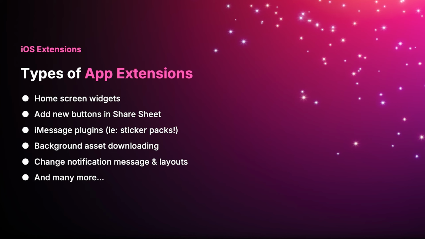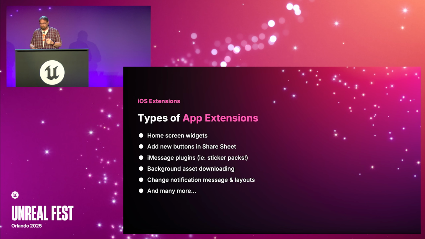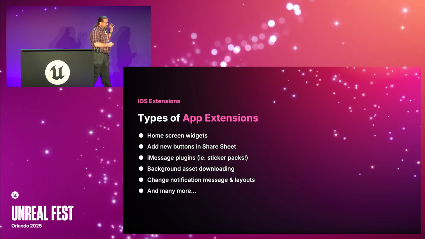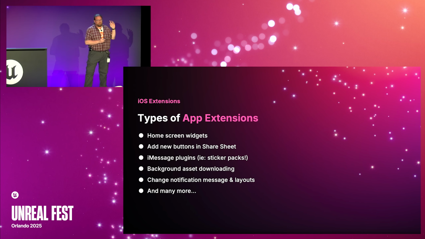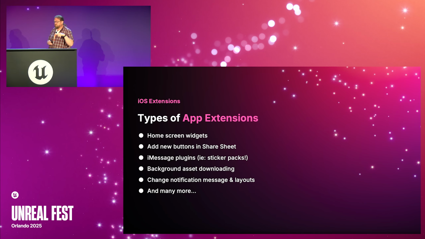Another important one is background asset downloading. If you're using the Epic Store, you don't have access to ODR, on-demand resources, so you have to download with a separate plugin to do that. And as I said, notification: you can download an image and show the notification. You can change the entire layout of the notification. And that's done through the notification layout extension, not the notification service extension, which is the one that you can modify just the text or the image.